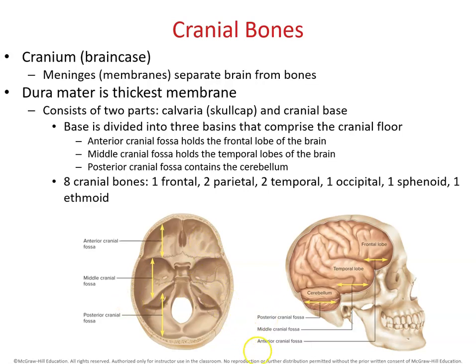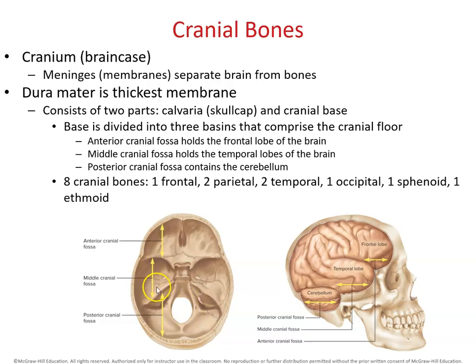The most posterior, right here, the posterior cranial fossa, we can see it here also, holds the cerebellum. The cerebellum portion of the brain is going to fit right in there. It has this big opening called the foramen magnum, and that's where the spinal cord goes through.